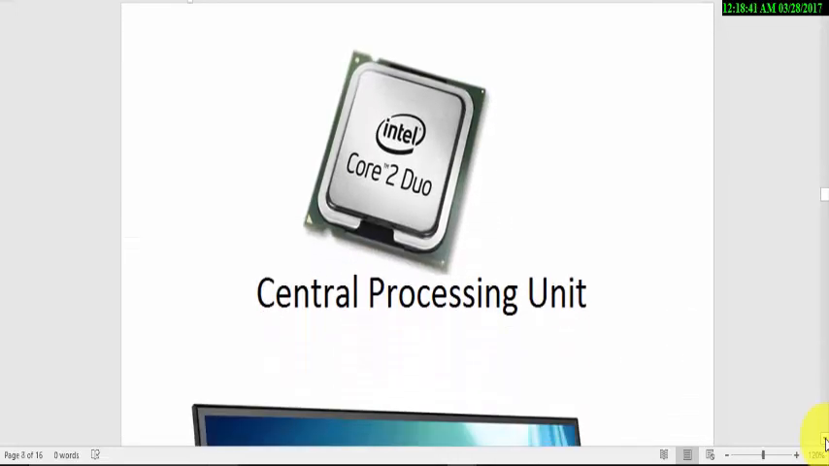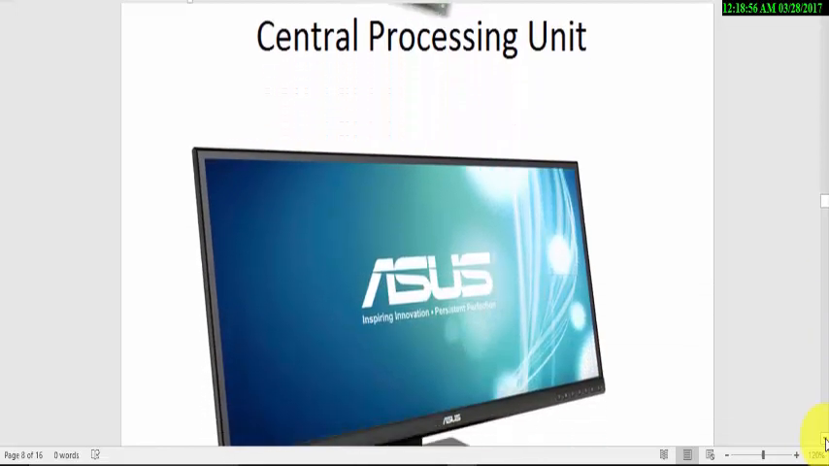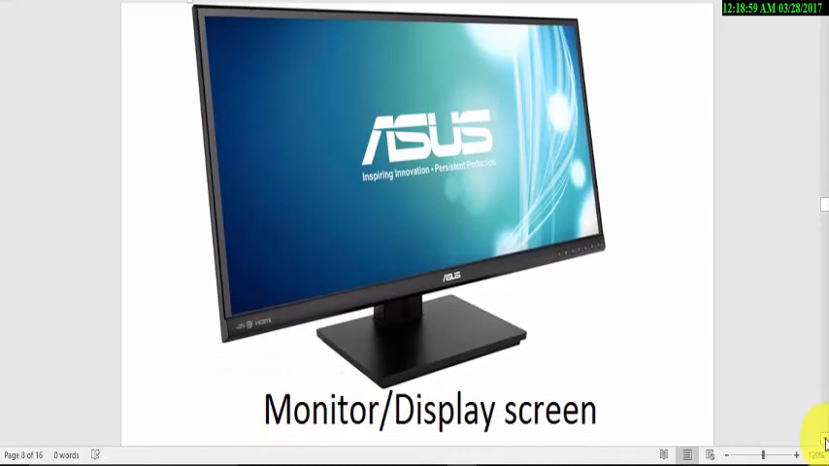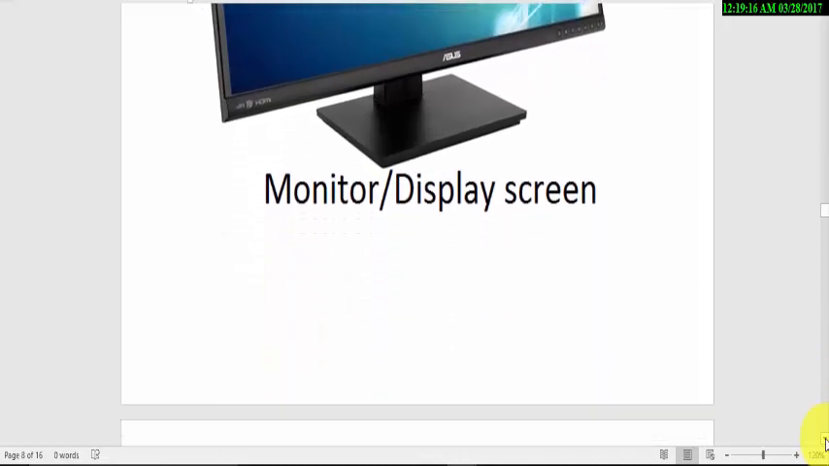This is another type, the name is just the same, but they are of different types. The central processing unit is a processing device. It is used for processing data on the computer. This is a monitor or a display screen. It is an output device. It helps us to see what we are doing on the computer. A monitor is an output device because it helps us to see what we are doing on the computer.